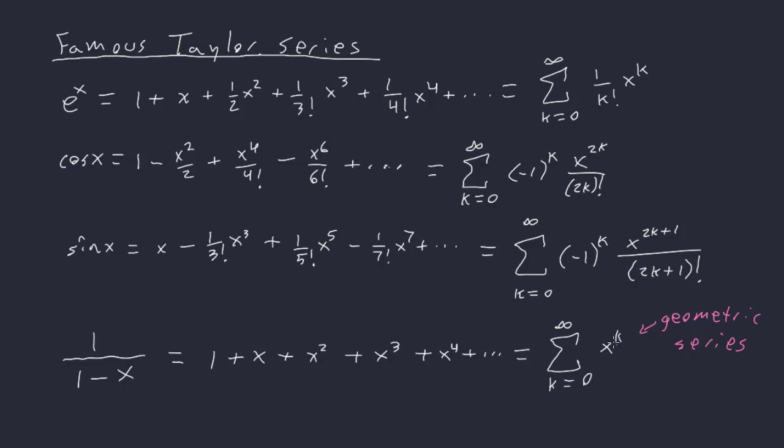Now this guy only converges, so this only converges on essentially negative 1 to 1. That's where the absolute value of x is strictly less than 1. Okay, so those are some famous Taylor series we've already sort of found.